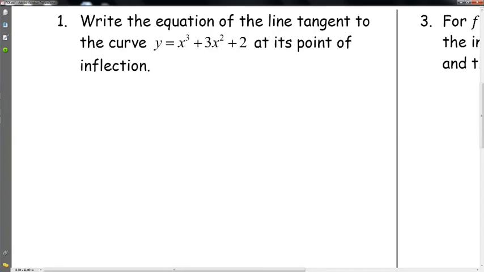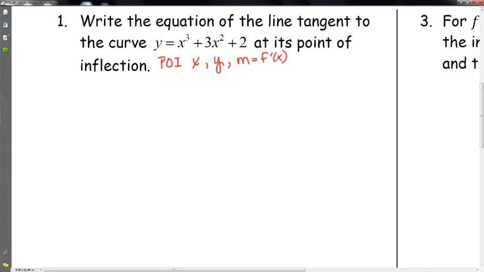Alright, first example: write the equation of the line tangent to the curve y equals x to the third plus 3x squared plus 2 at its point of inflection. We need several things here because we're using the tangent line. We're going to need to find our point of inflection, that's going to be our x-coordinate. From there, once we have our x-coordinate, we can find our y-coordinate. And then using our first derivative, we can find our slope.